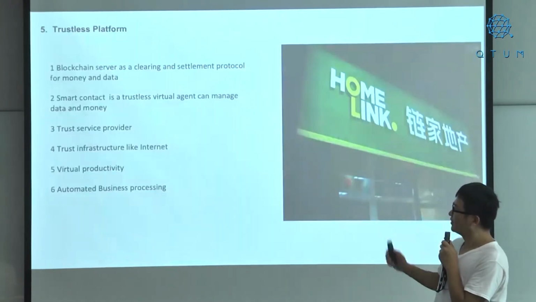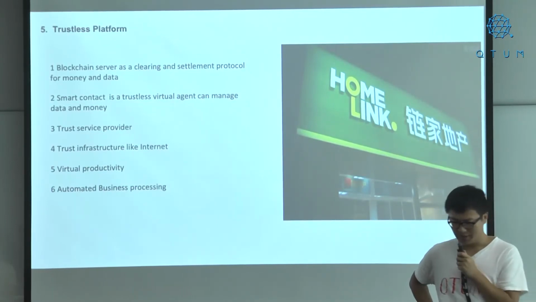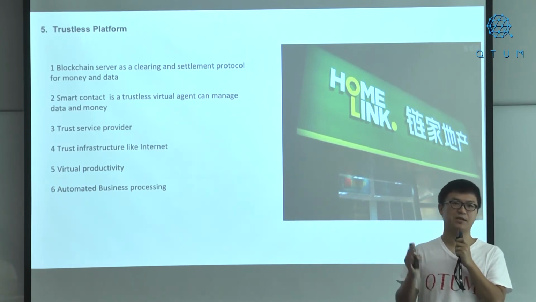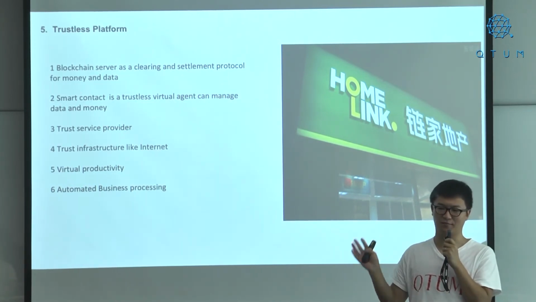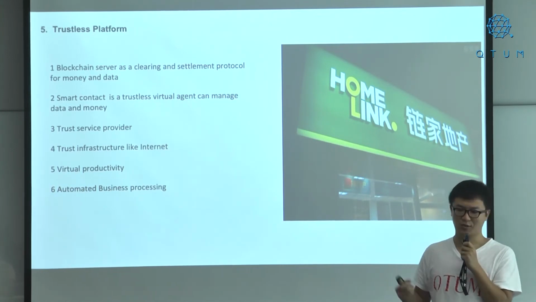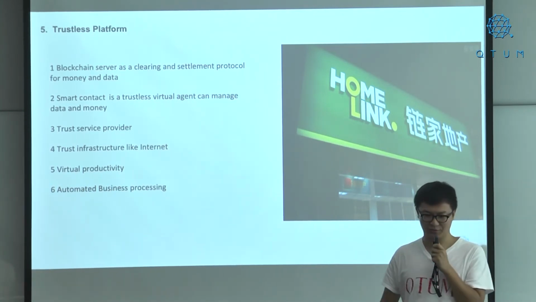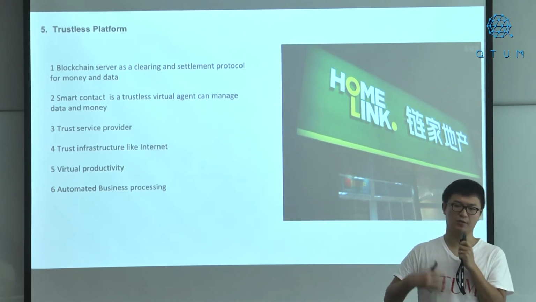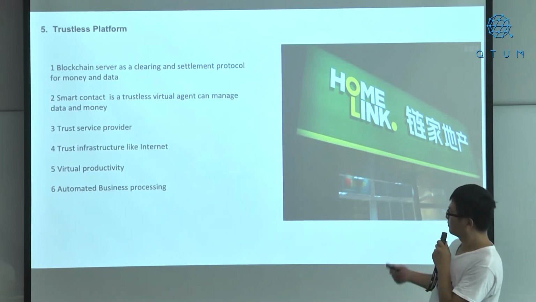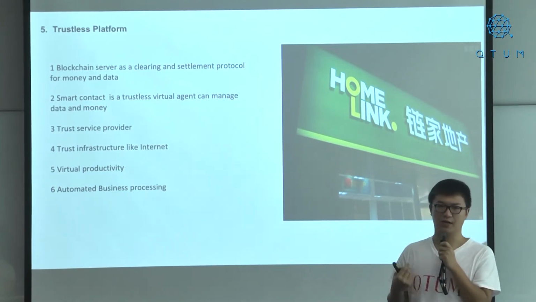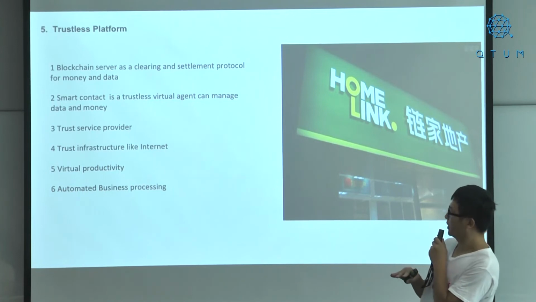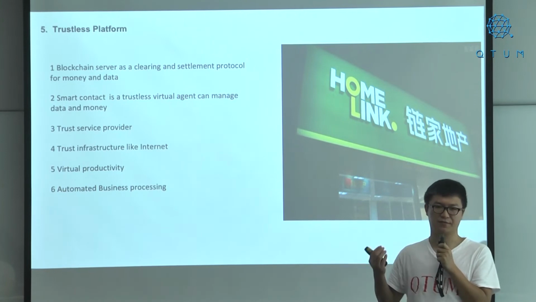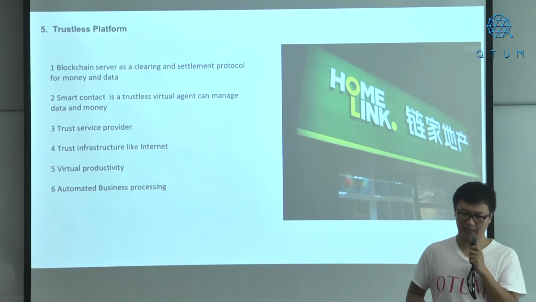Okay, so let's talk about the trustless platform. That's the reason I think blockchain can have something beyond cryptocurrency, beyond all the ICOs and tokens. The trustless platform really has the potential to become infrastructure offering trust services, because the blockchain itself can serve as a clearing and settlement protocol not only for money, but also for data and for code. So that's important.